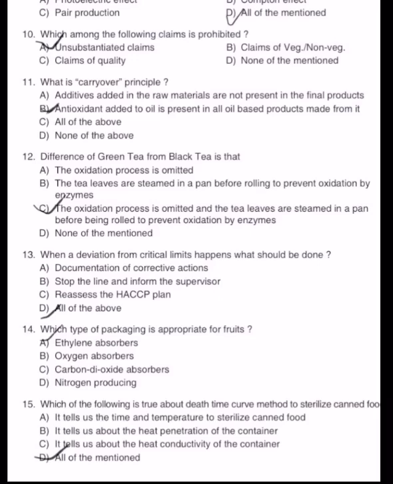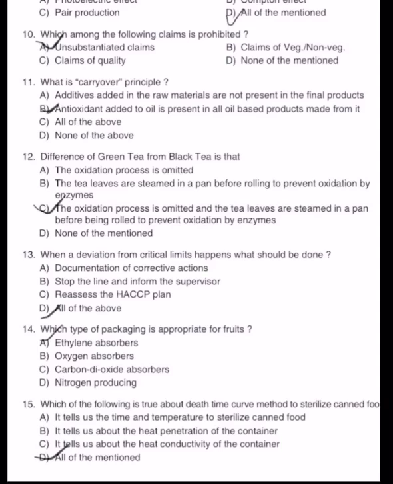10. Which among the following claims is prohibited? Option A. Unsubstantiated claims. What is carryover principle? Option B. Antioxidant added to oil is present in all oil-based products made from it. 12. Difference of green tea and black tea is that the oxidation process is omitted and the tea leaves are steamed in a pan before being rolled to prevent oxidation by enzymes.